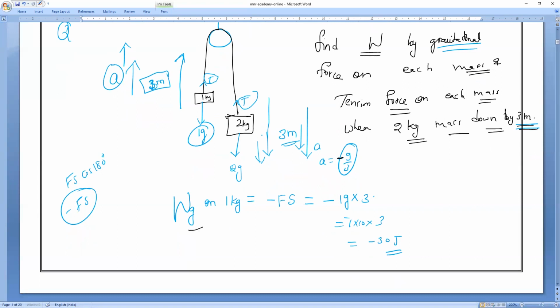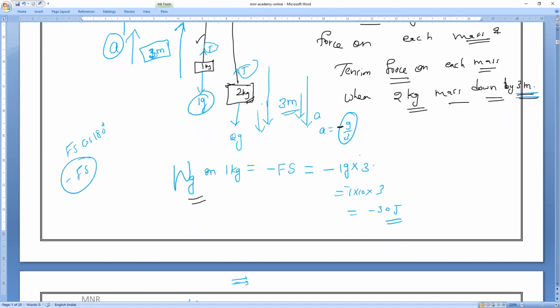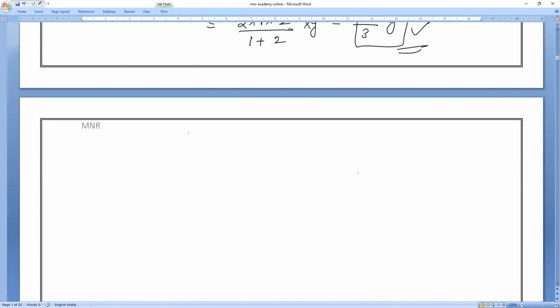Work done by gravity is negative for the 1 kg body because gravity is acting downwards and displacement is upwards. Work done by gravity for the second body is positive because gravity is downwards and displacement is also downwards. Now, work done by tension on the 1 kg is positive or negative? Positive, because tension is upward and displacement is also upward. But work done by tension on the 2 kg body, negative or positive? Negative. You found the tension, but now you have to find the value.